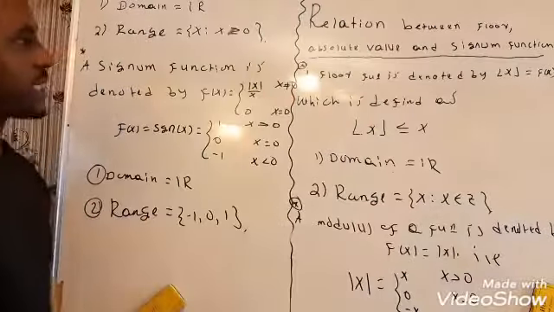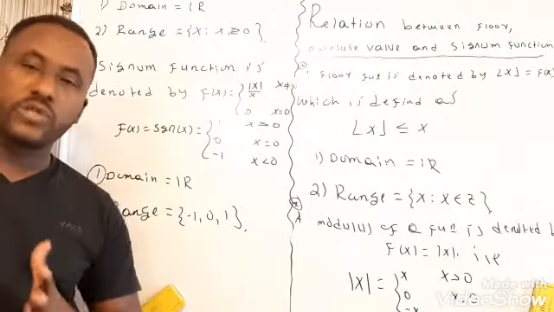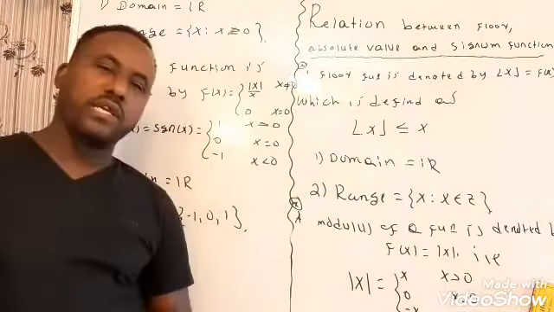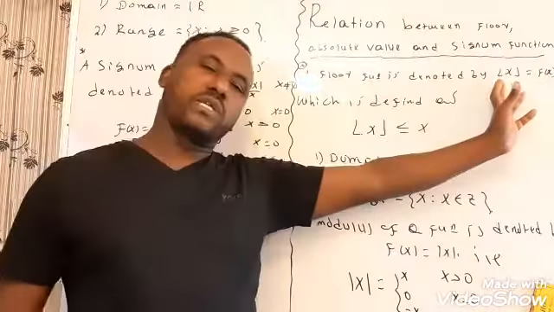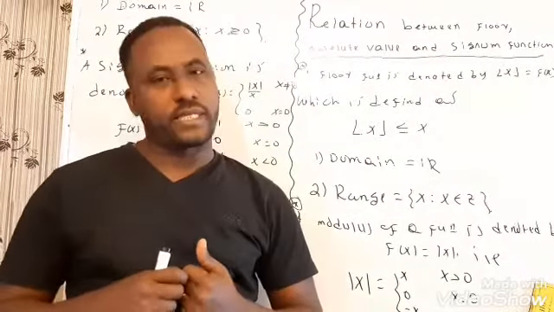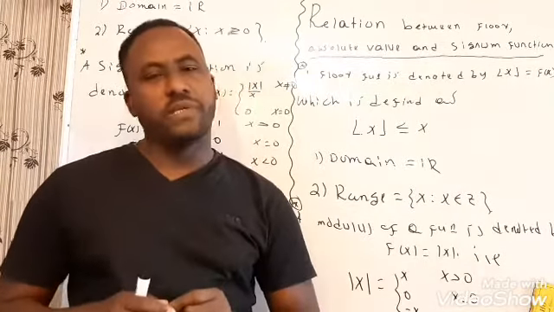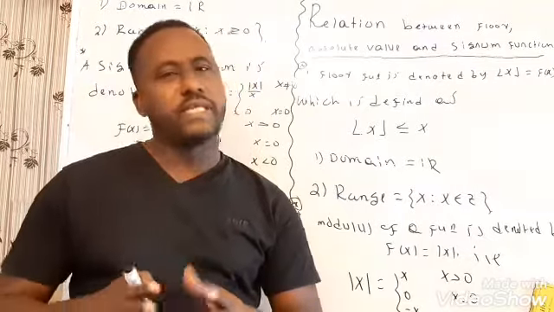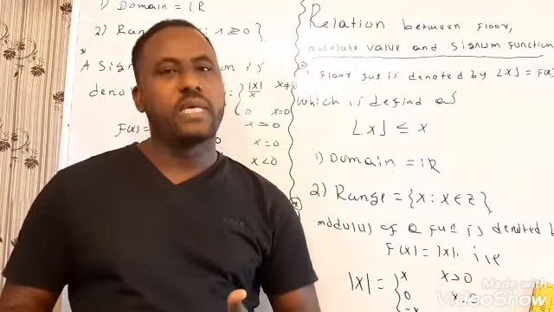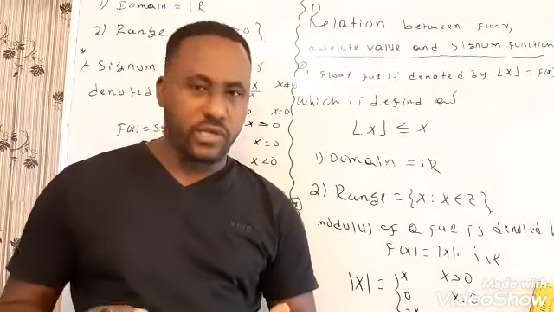At the very beginning, there is the definition of the floor function. As you see on the board, the floor function is generally denoted this way. This means the greatest integer less than or equal to x. x can be any real number. That means the domain of the floor function is any real number, and the range of the floor function is the output, which will be an integral value.